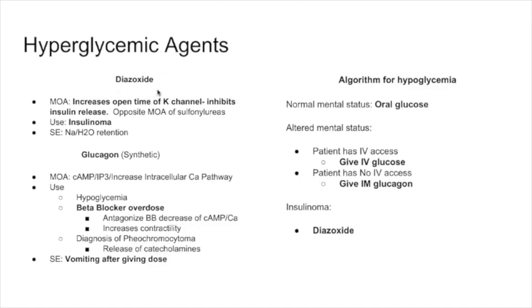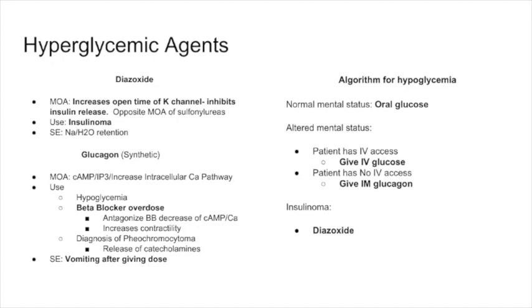So if the cause is insulinoma, we can use a medication called diazoxide. So diazoxide is used for insulinoma, and it's pretty much the opposite mechanism of action of sulfonylureas. So it increases the open time of the potassium channel, which inhibits insulin release. So this is blocking insulin from being released. Again, it's used for insulinoma, and the side effect is just sodium and water retention. So that's one cause of low blood sugar, insulinoma.